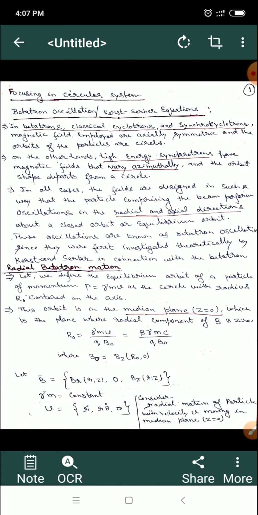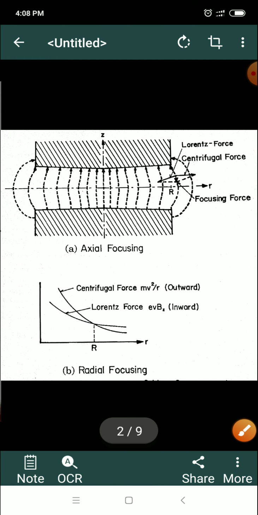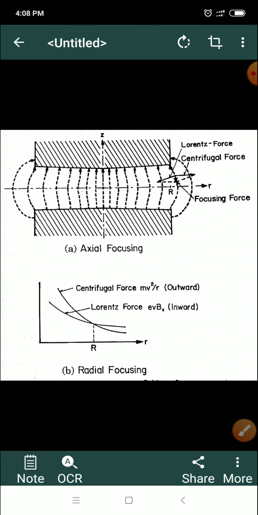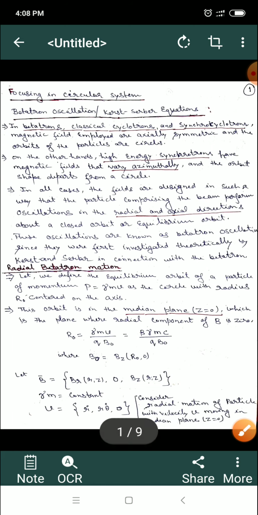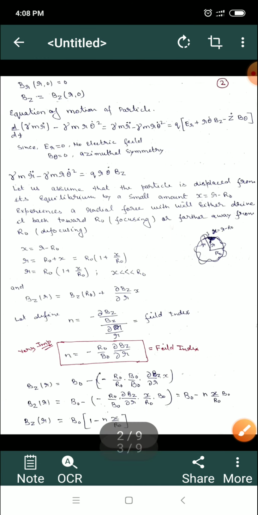In order to do that, let us define the equilibrium orbit of a particle of momentum p equal to gamma mv. I have defined this as a circle with radius r0 centered on the axis. I have given a diagram here. This one is for the radial direction and this one is for the axial direction. This is for axial focusing and this is for radial focusing. So we are doing radial focusing.